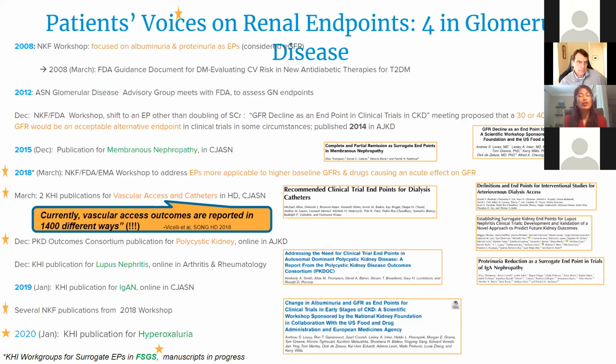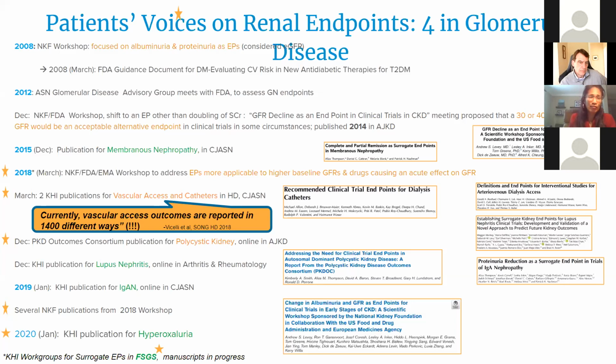And so when we talk about outcomes, we call that endpoints in clinical trials. And somebody asked me to put a regulatory history in kidney disease. And it's really exciting to see that since 2008 and really 2012, there's been a lot of activity looking at endpoints. Why is this important? Well, my first clinical trial when I got to a CRO after fellowship was on vascular access. It was on dysfunctional catheters and dialysis.